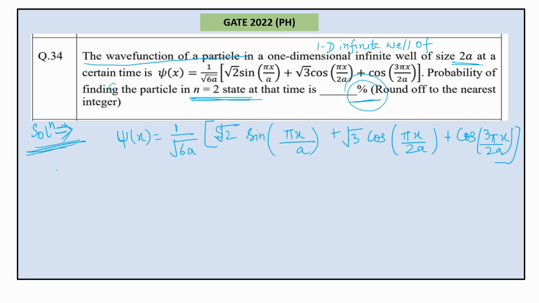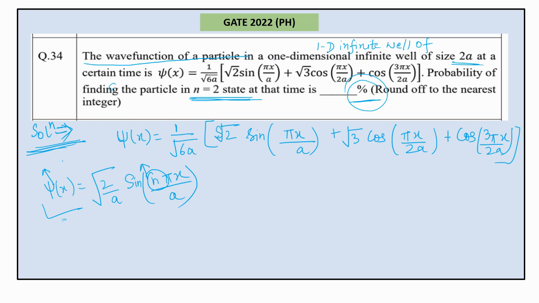Now you can see here, in a 1D infinite well, the wave function is given by root 2 by a sine n pi x by a, and this n defines the state. Like if n is equals to 1, then the particle is in n is equals to 1 state. If it is 2, then the particle is at n is equals to 2 state, right? And if it is 3, the particle is at n is equals to 3 state. But there is one twist here.